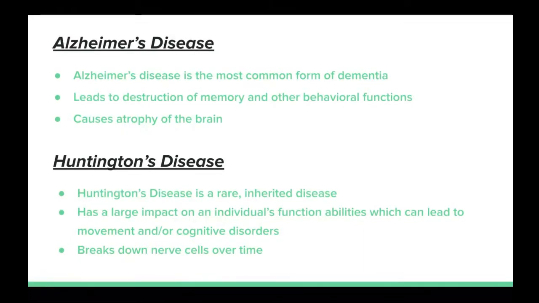Huntington's disease, on the other hand, is very rare. It is an inherited disease, and it has a large impact on an individual's function and abilities, as far as movement in the early stages, and because the progression can't be slowed down over time, an individual will develop cognitive disorders.